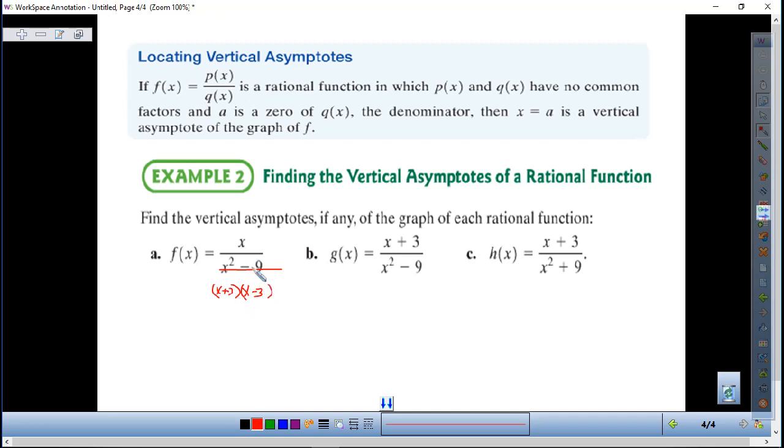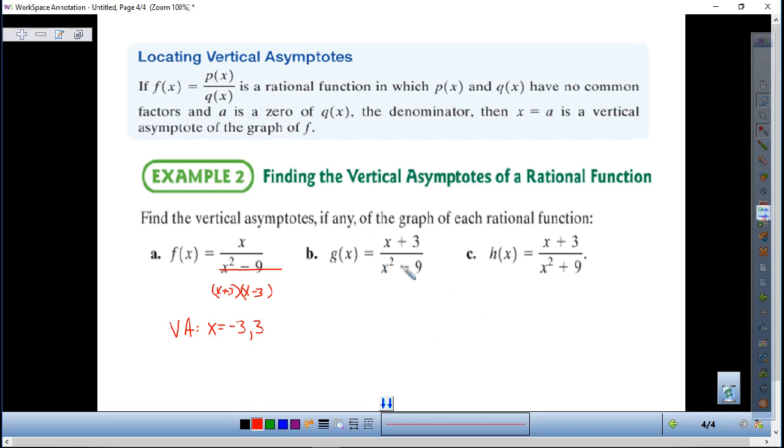It's got to be the whole factor that cancels out. So we don't have anything that will cancel out top and bottom. So we have vertical asymptotes at every one of the values of x that are going to make this thing equal to 0. So vertical asymptotes at x equals negative 3 and positive 3.